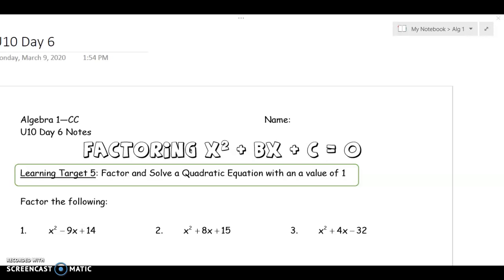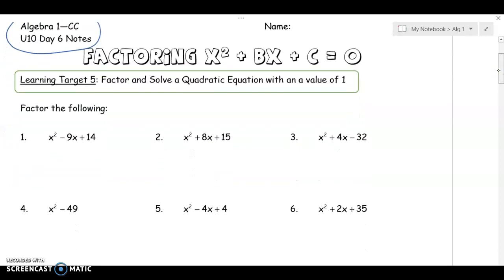Hello, Algebra. Today we are moving on to the Day 6 notes for Unit 10. So you should have those out. In our last video, we talked about factoring. All right, and when we factor, we're going to use a box problem. We'll do maybe an example or two up here, but then we're going to get to the new stuff.